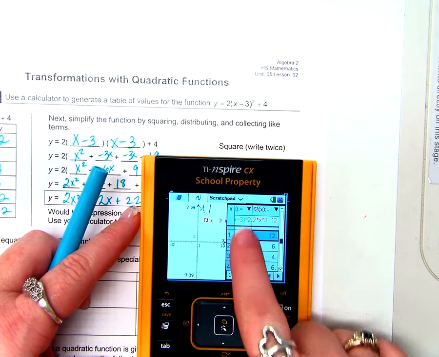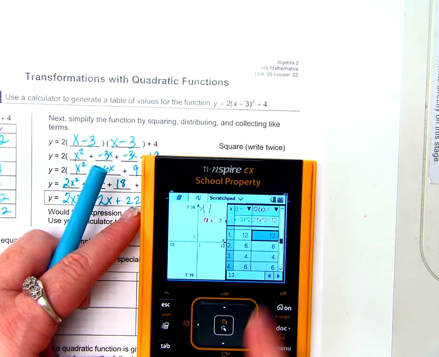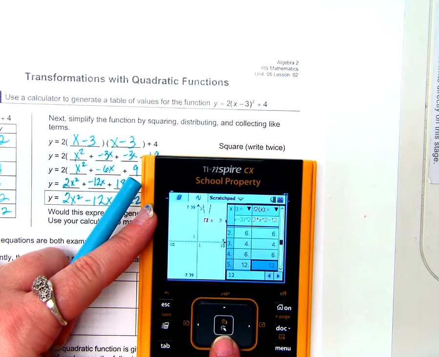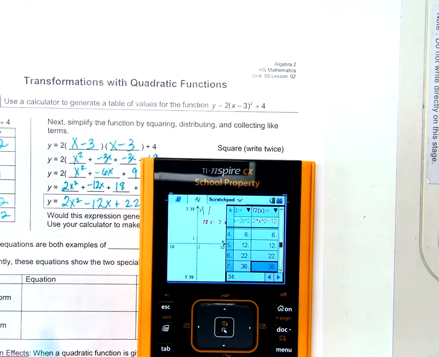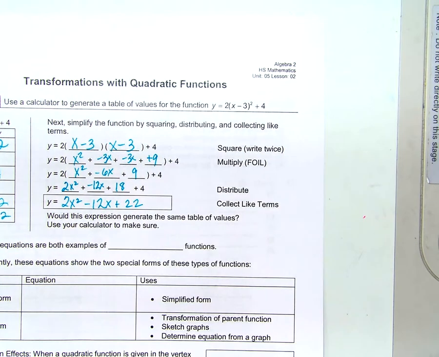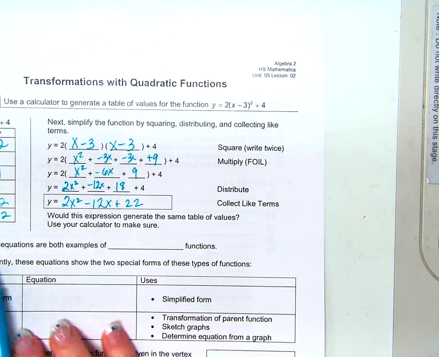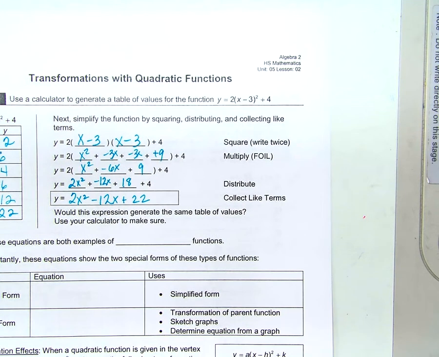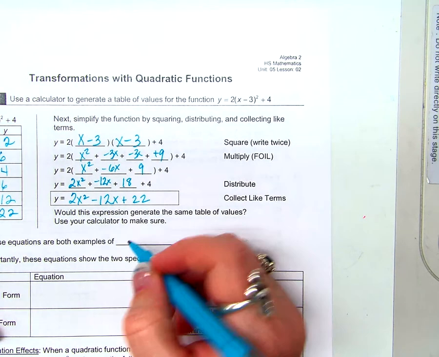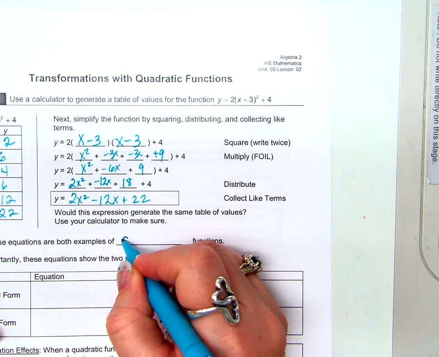Look at the two y values, f of 1 and f of 2. What do you notice about the values? They're exactly the same. Okay? Did you expect them to be the same? Well, if they're equivalent equations, shouldn't they be the same? Yeah, okay? So these equations are both examples of what kind of functions? Quadratic, good.